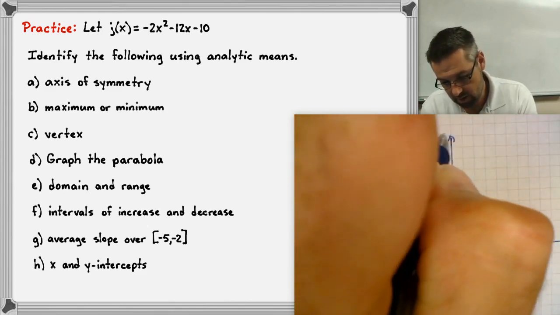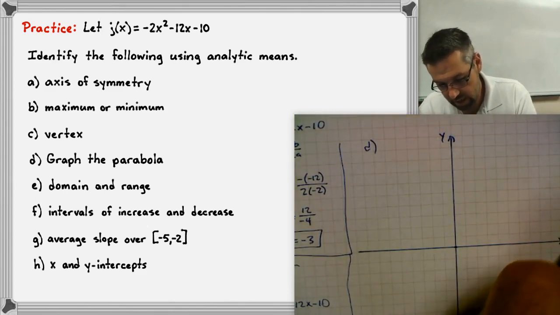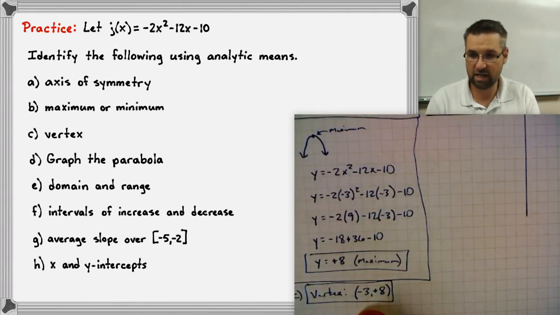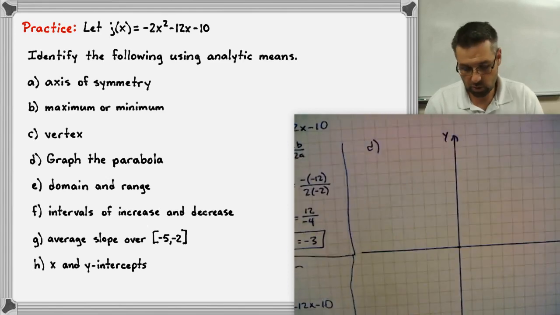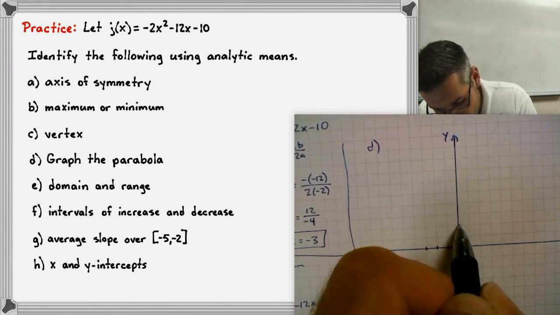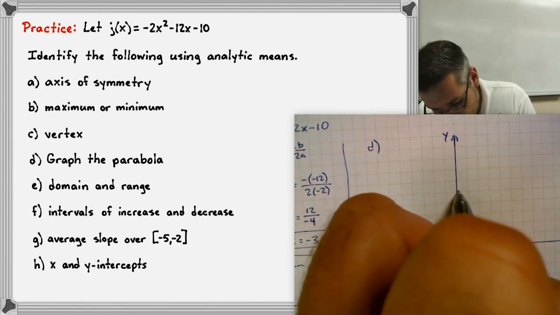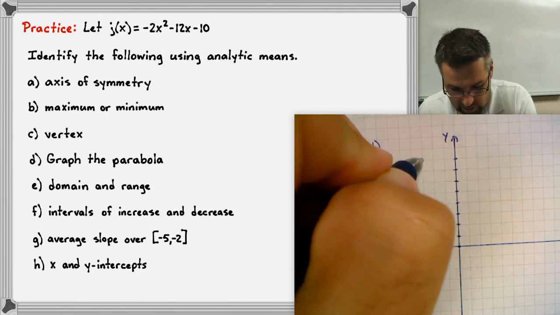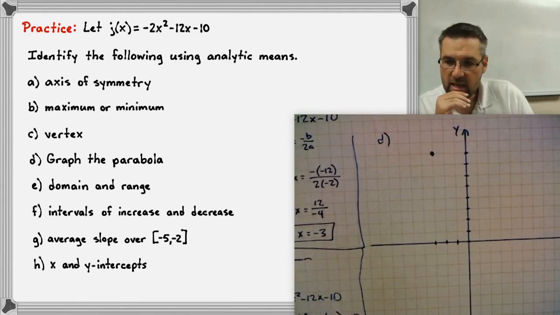And remember that this is y and this is x. We're going to go ahead and plot our vertex now. Remember, our vertex was -3, 8. So that means we're going to go back 3, and up 8. 1, 2, 3, 4, 5, 6, 7, 8. And we're going to put our point. So that's that.